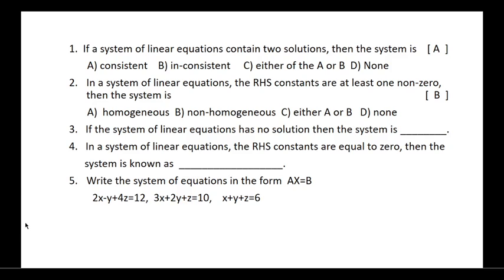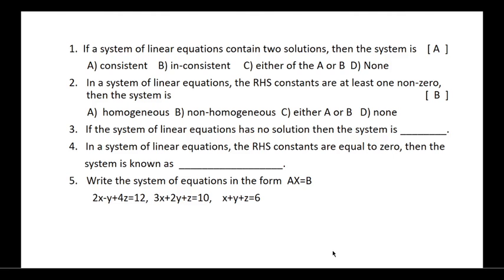So to find the solutions of this system of linear equations, we write the system in the form Ax = B, where A is the coefficient matrix, X is the unknown matrix, and B is the constant matrix. So here, in the matrix form Ax = B, A is the coefficient matrix, X is the unknown matrix, B is the constant matrix.